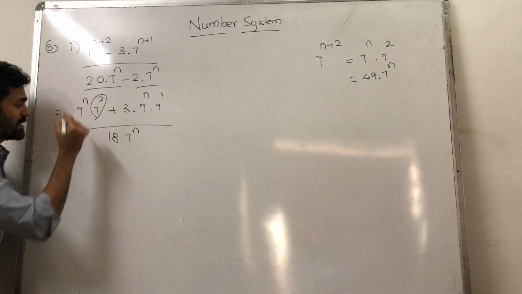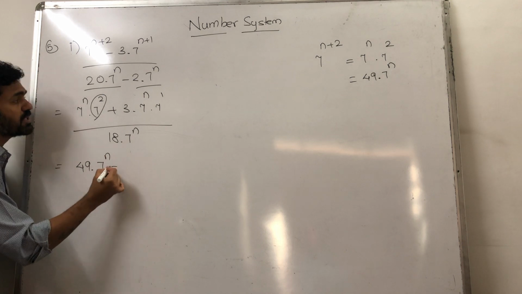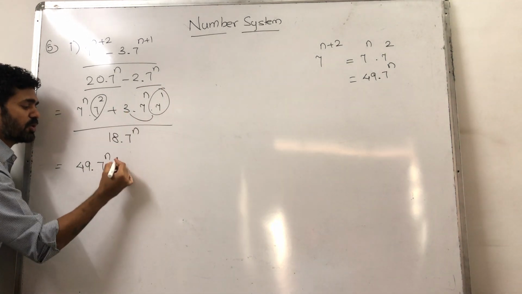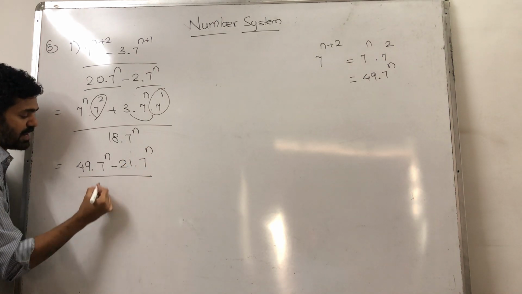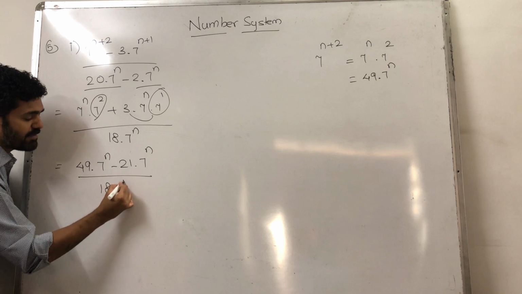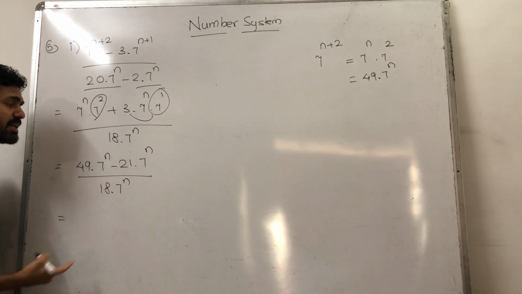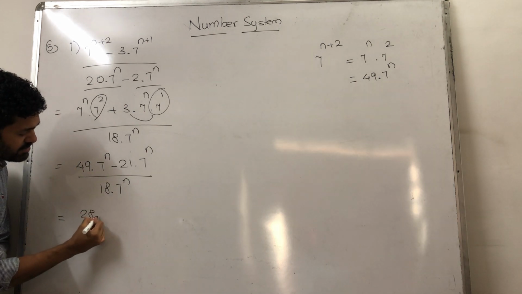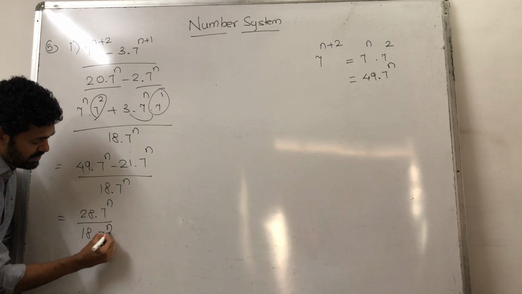Now what is 7 square? 7 square is 49. So this is 49 times 7 raised to n. 7 raised to 1 is 7. 7 into 3 is 21. So this is 21 times 7 raised to n. And denominator is 18 times 7 raised to n. 49 times 7 raised to n minus 21 times 7 raised to n. 49 minus 21 is 28 times 7 raised to n. Denominator 18 times 7 raised to n.